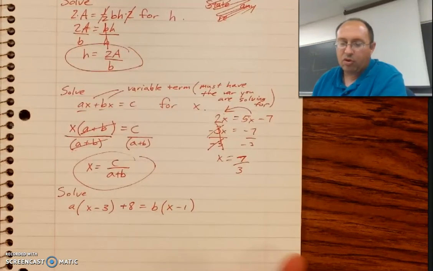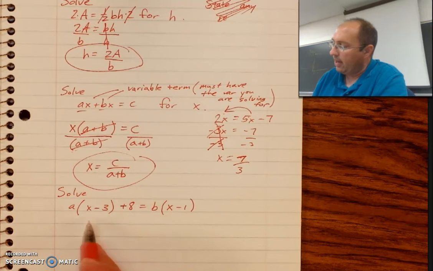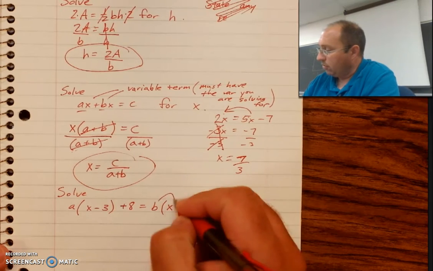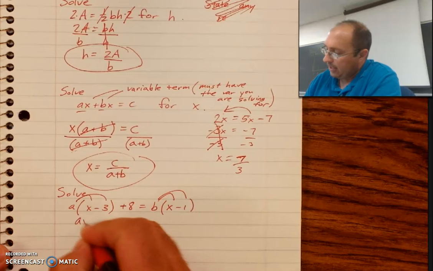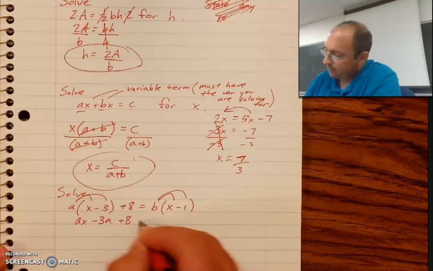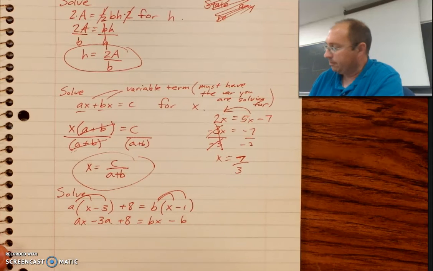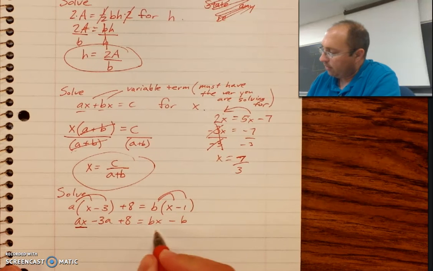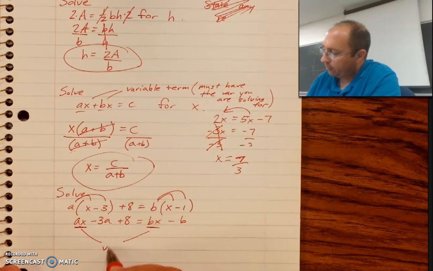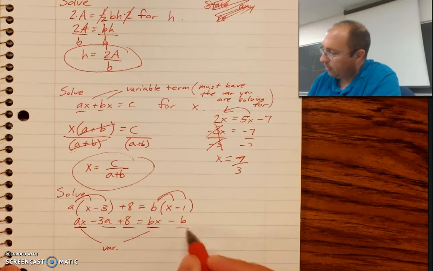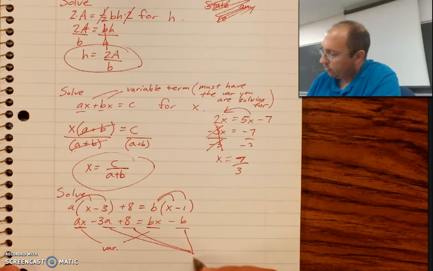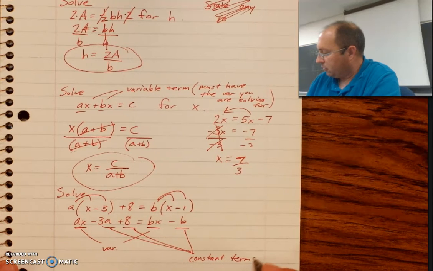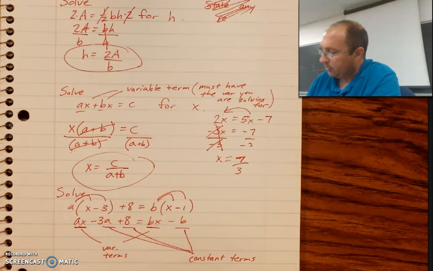So the questions get a tad bit more complicated. I see that there are x's on both sides. I also see that I'm going to have to do some distributing. So we're going to distribute here and here, giving me ax minus 3a plus 8 equals bx minus b. Now, which ones are the variable terms? Right here and right here, those are called the variable terms. Here, here, and here, these three are called constant terms. So we have variable terms and constant terms.